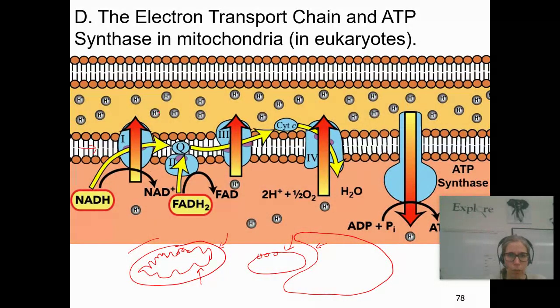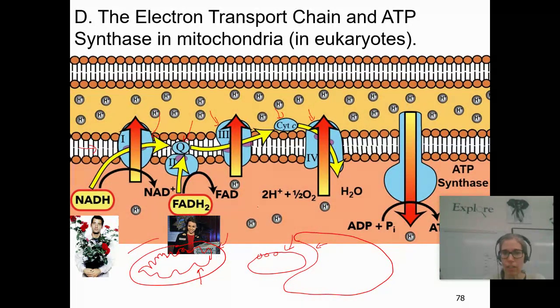So each of these blue molecules here, these are part of the electron transport chain. And the electron transport chain does exactly what it sounds like. It transports electrons. So NADH, do you remember our delivery molecules, NADH and FADH2? They have taken electrons off of glucose and the breakdown products of glucose. So glucose is oxidized in glycolysis and in the Krebs cycle, broken all the way to carbon dioxide.